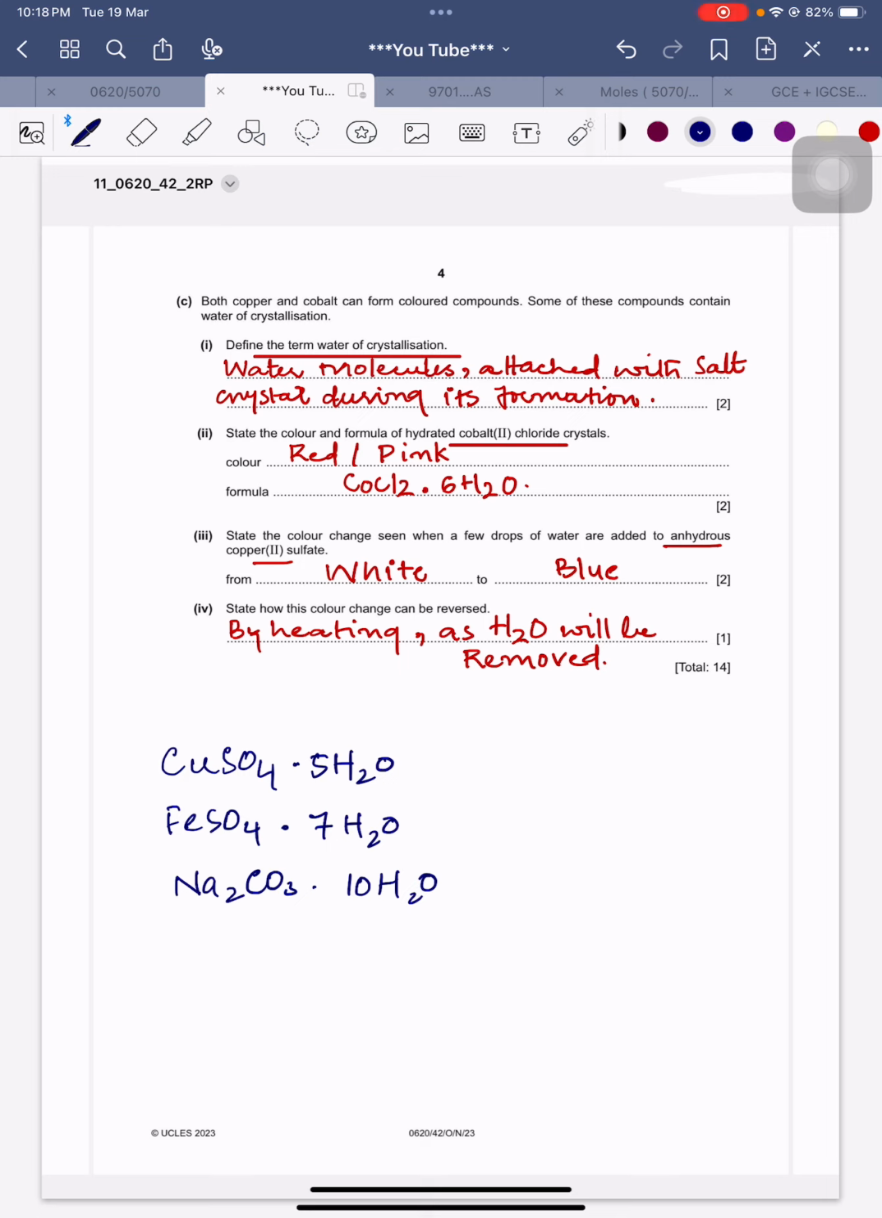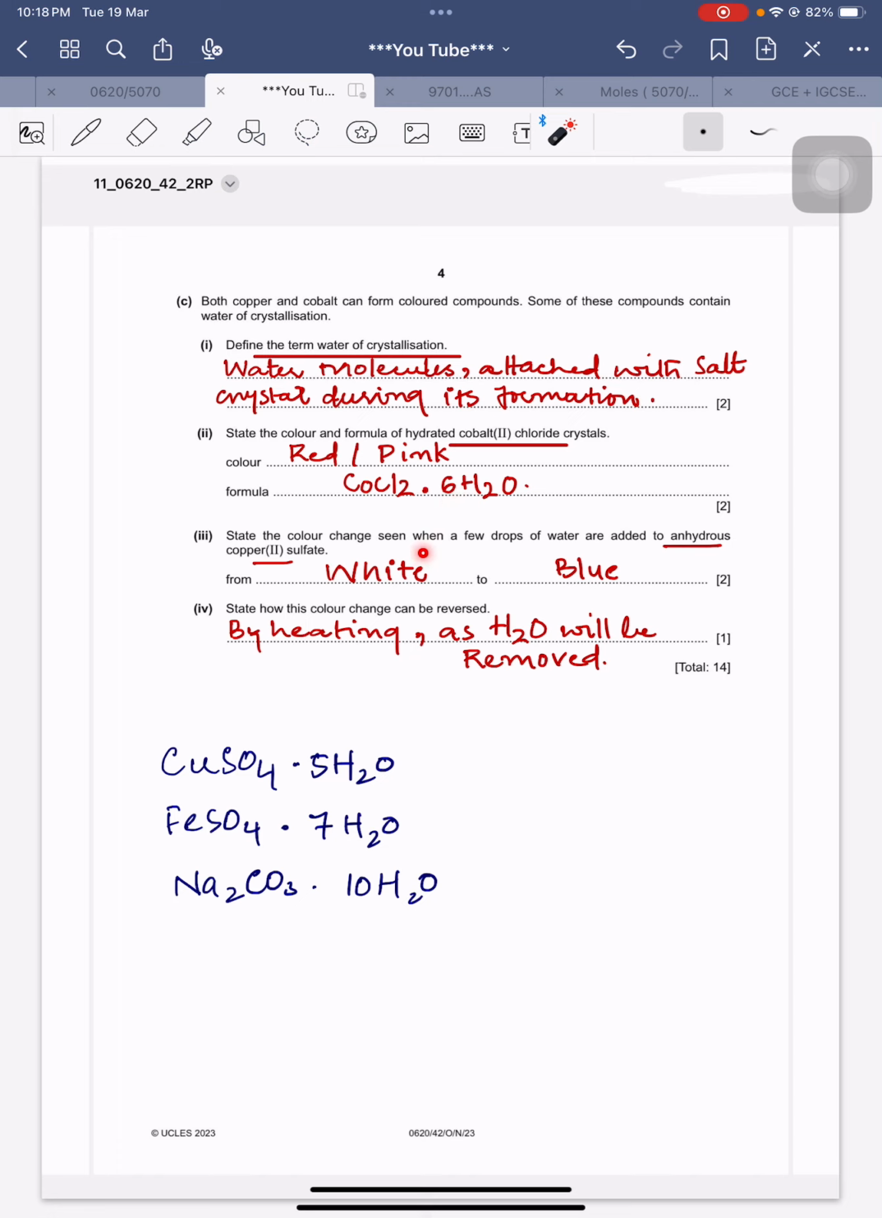Okay. Then they are asking to state the color and the formula of hydrated cobalt chloride. Cobalt chloride is CoCl2.6H2O, and it is pink or red with water. Whereas if we heat it, water will be removed and the color will change from pink or red to blue. So cobalt chloride with water is pink or red, and without water it is blue.